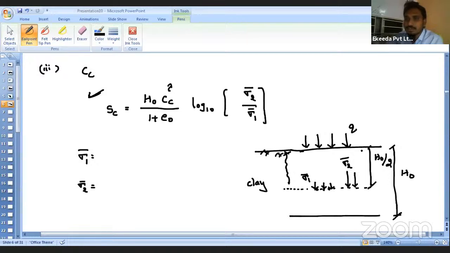After the construction of the foundation, and including the soil presenting above the layer, whatever the stress presenting at the center of the clay layer, those are nothing but sigma 1 bar and sigma 2 bar. So depending upon the conditions given, by substituting in this relation, we have to find out the consolidation settlement. Now let us start doing some examples based on this relation.